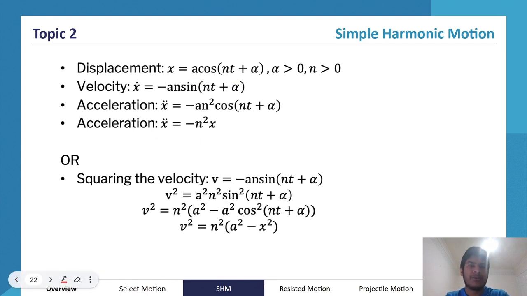And we have a similar case for cos. We have a cos(nt + α), and the time derivative gives us velocity, minus an sin(nt + α). The second derivative with respect to time, we get x double dot equals minus an² cos(nt + α). And so we get x double dot equals minus n² x. And squaring the velocity and so on gives us the same expressions. So it doesn't matter whether you start with sine or cos, you're going to end up with the same acceleration and velocity expressions in terms of the relationship to position.